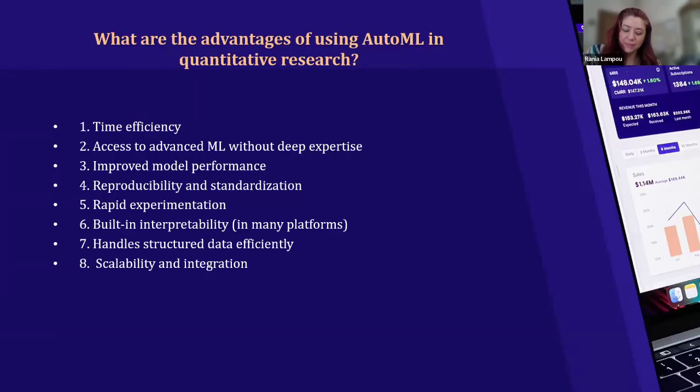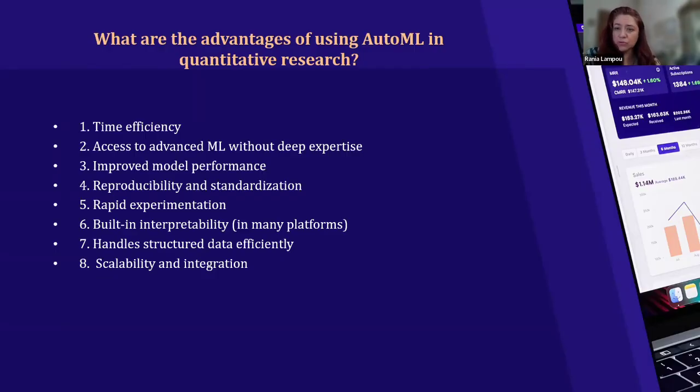Researchers can test multiple models quickly across various data sets. So it is useful in what we call sensitivity analysis or robustness checks and exploratory phases of model building. Built-in interpretability. Many modern AutoML systems provide feature importance plots or SHAP value explanations or visual tools to interpret models. Handles structured data efficiently, especially beneficial for tabular data, which are common in quantitative fields, economics, finance, and healthcare. And it works well with structured data sets like panel data, time series, and survey results.